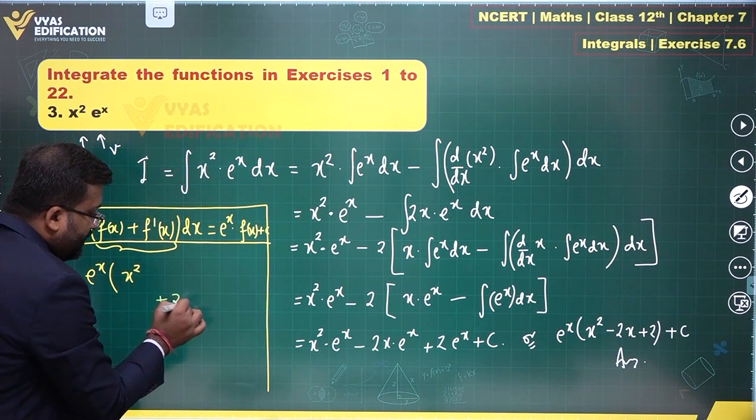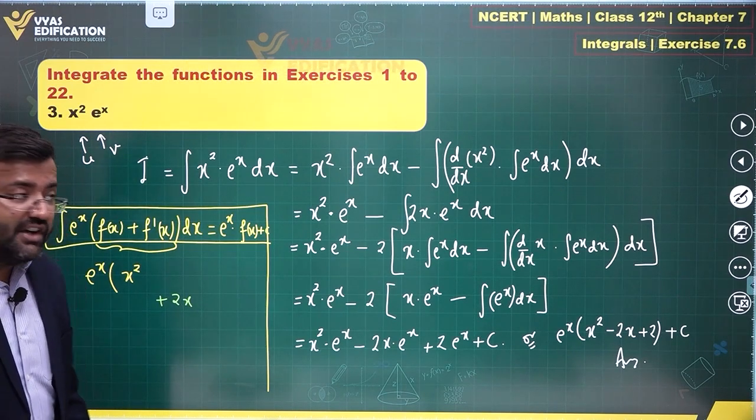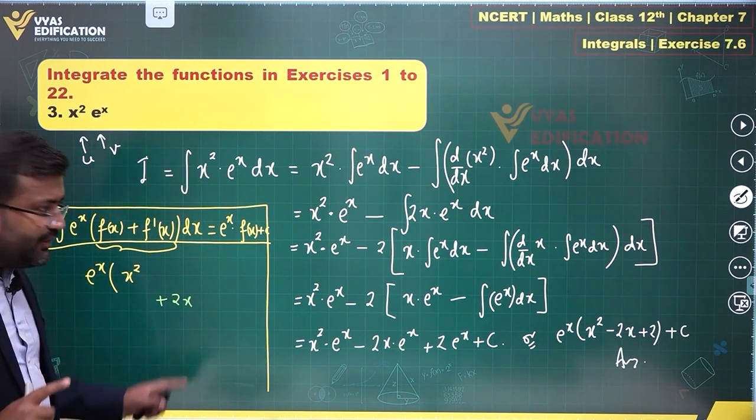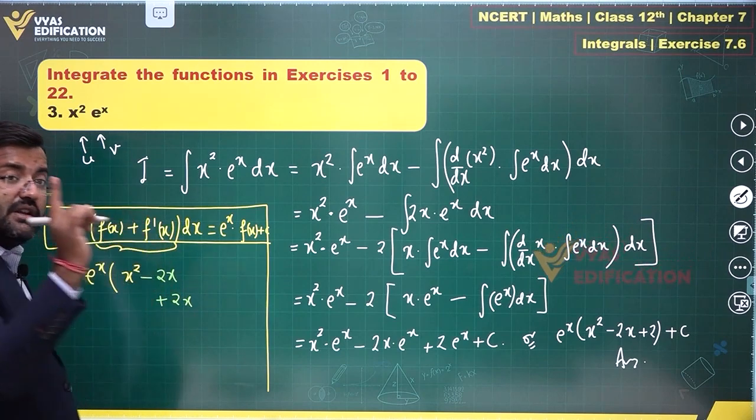So we'll add a 2x. The derivative will have an extra 2x, right? Oh, but there's no 2x over here. Yes. And to take care of this added 2x, we'll have to subtract 2x. That's the first step, right?